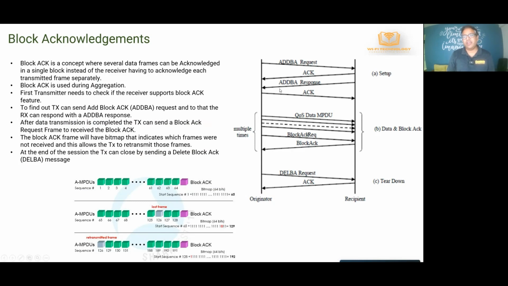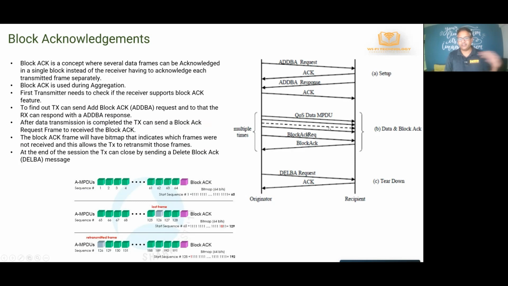And the transmitter will know, okay, the receiver is capable of doing block acknowledgements. The receiver will also tell what type of block acknowledgement it can do, immediate block ACK or delayed block ACK. So once the transmitter and receiver know each other's capabilities, then the transmitter will start bursting the data.